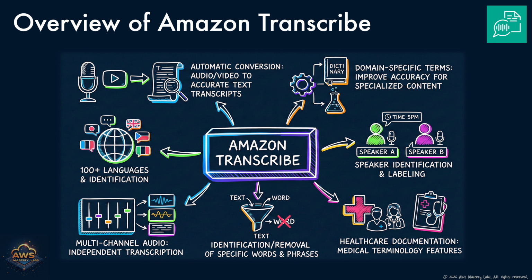Amazon Transcribe is AWS's automatic speech recognition, or ASR, service. It enables developers to easily convert spoken language into written text, unlocking new possibilities for voice-enabled applications, audio content analysis, and accessibility features across industries.